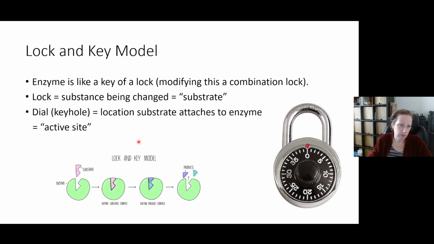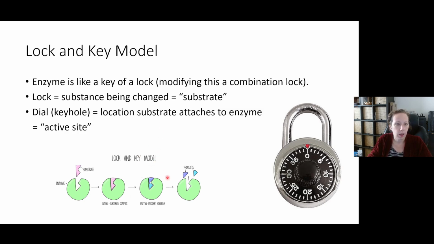All right, so this is kind of a diagram of the lock and key model. If this substrate is not turned the opposite way, if you rotate it, it's not going to go in, right? And so that's what I mean by that. It must be positioned a specific way.